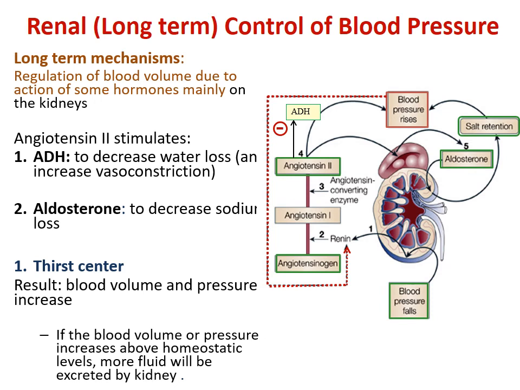If the blood volume or the blood pressure increases above the homeostatic levels, more fluid will be excreted by the kidney. So that is how the kidney will be regulating the blood pressure. So the kidney has a very important role in blood pressure regulation. Remember one important clinical point here. I mentioned that the angiotensin 1 is converted into angiotensin 2 by the angiotensin converting enzyme. From where is this enzyme coming from?